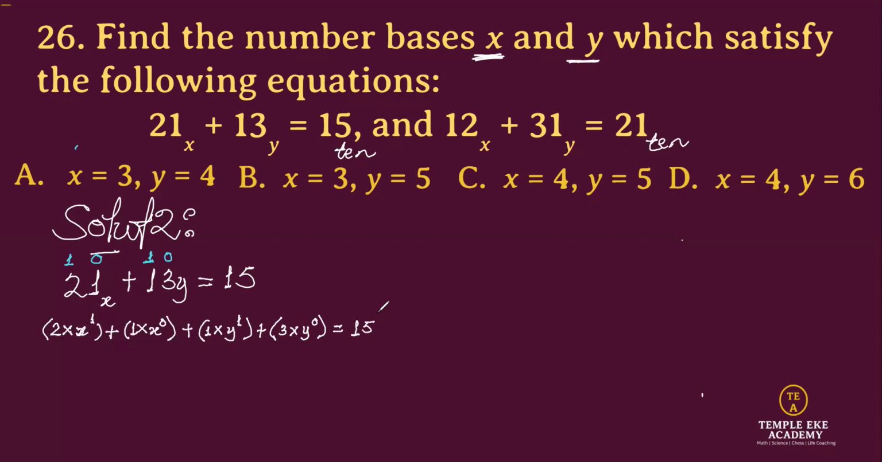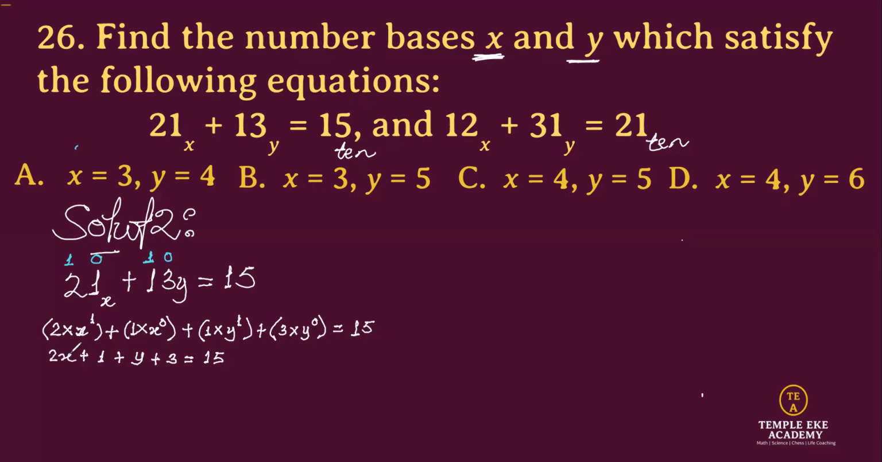Now let us evaluate each unit here. From the power area, x to the power 1 gives us x, and x multiplied by 2 gives us 2x. Plus, any number raised to the power 0 is 1. So x to the power 0 is 1, and 1 multiplied by 1 gives us 1. Plus, y raised to the power 1 is y, multiplied by 1 gives us y. And plus the last area, y to the power 0 is 1, and 1 multiplied by 3 gives us 3. All of this equals 15 on the right-hand side.